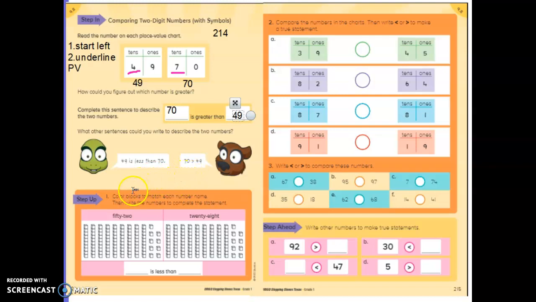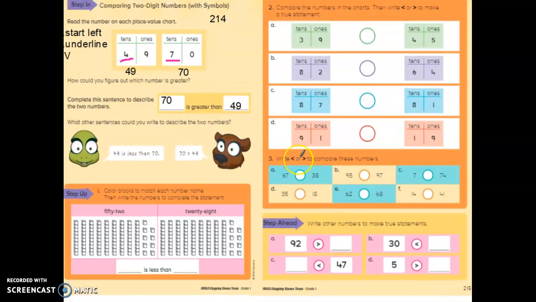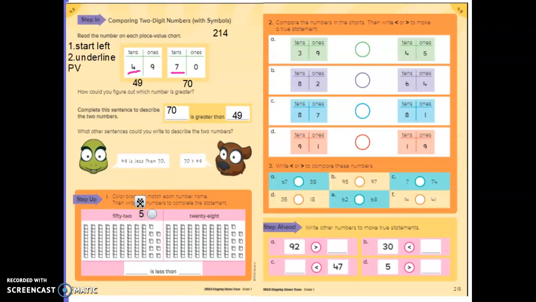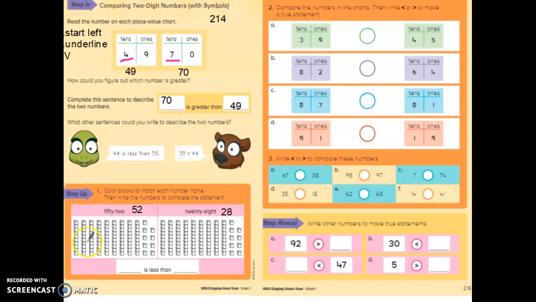Let's look at number 1. It says color blocks to match each number name, then write the numbers to complete the statement. This is kind of what we did the other day. 52, so I know that this is the number 52, 5 10s, 2 1s, and this is 28, 2 10s, 8 1s. So I'm going to compare these two numbers. Let's draw a picture to match. So I have 1, 2, 3, 4, 5 10s. I'm going to label. We always want to label. And I need 2 1s. 1, 2.